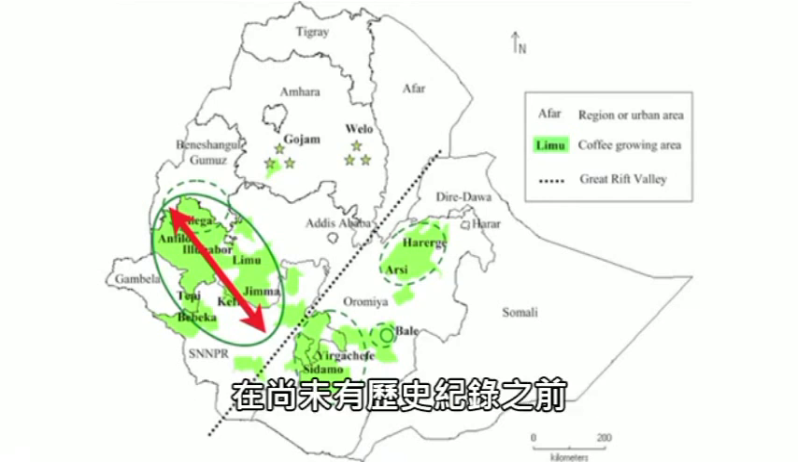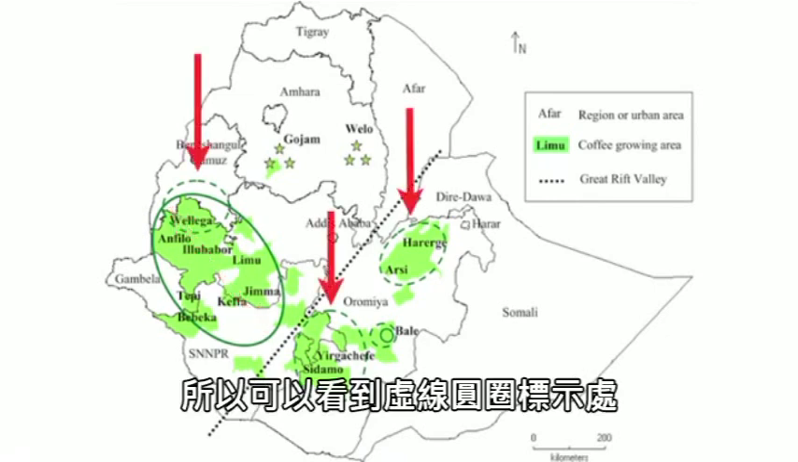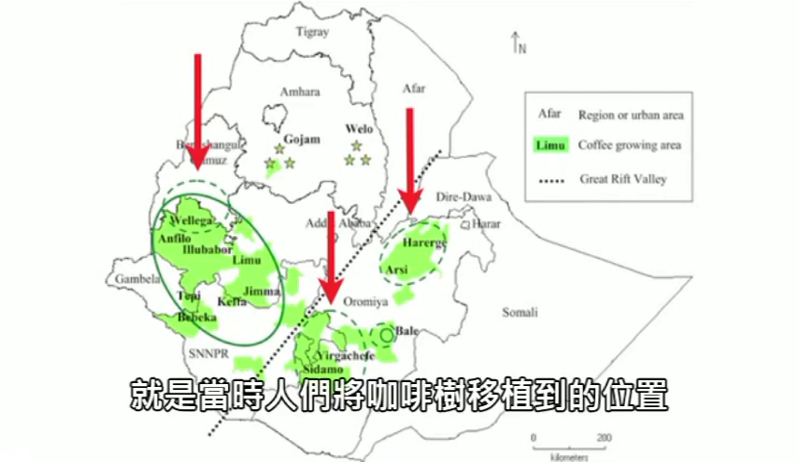In ancient times, before we have any historical record, people moved coffee from that forest elsewhere in Ethiopia. So you can see these dotted circles, and those are places where, in prehistory, human beings took coffee from the forest and planted it elsewhere.